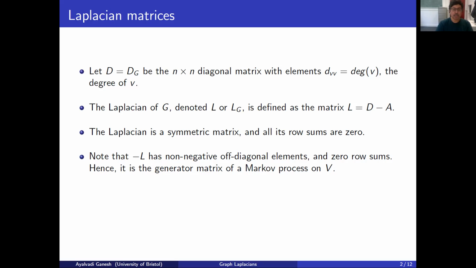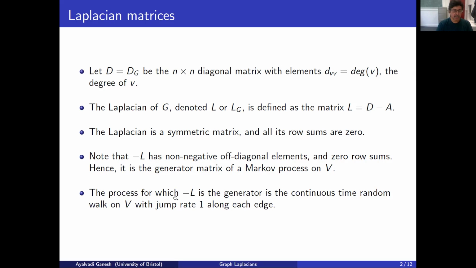Okay, so what Markov process is this the generator for? Take a moment to think about it. See if you can answer that question for yourself. Okay, so minus L is the generator for the continuous time random walk on V, also known as the Markov jump process, with jump rate 1 along each edge.